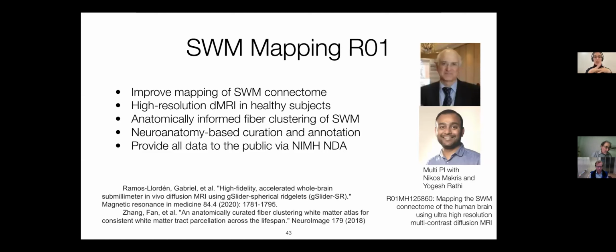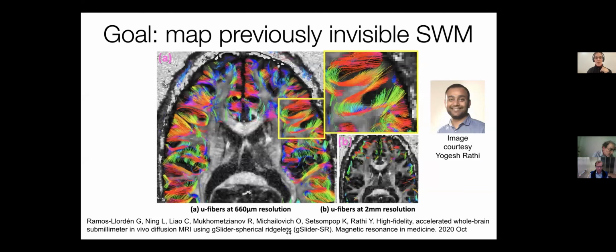So we're trying to improve mapping of the superficial white matter connectome using a combination of high resolution diffusion MRI from Yogesh, anatomically informed fiber clustering led by my group and in collaboration, obviously, with Yogesh and with Nikos Makris, who's a neuroanatomist. His picture is on the right, and his fantastic group is going to do basically neuroanatomy-based curation and annotation with reference to all of their knowledge also about non-human primate superficial white matter and existing studies of that. And eventually, at the end of the project, we'll provide all of the data back to the public via the NDA.